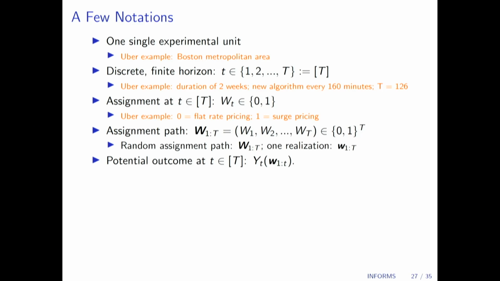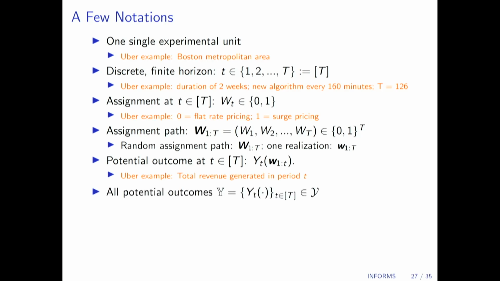When this non-interference assumption gets violated, we will have to define the potential outcomes more carefully. First of all, the potential outcomes depend on all the past treatment assignments from day 1 to day T. And of course, these are potential outcomes. They stand for the total revenue generated in this single period. And we're going to collect the Y's in the following font.